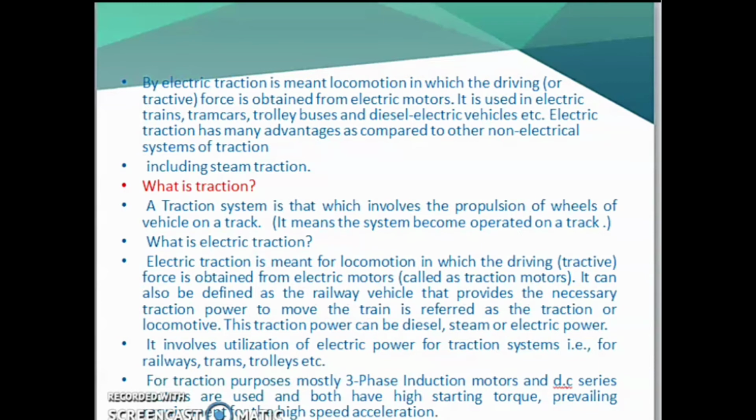Traction is meant for the locomotion in which the driving force is obtained from the electric motors called the traction motors. And for the traction system, electric power is used for railways, trams and trolleys, and mostly three-phase induction motors are used for traction, and DC series motors are used, and both, the three-phase induction motor and the DC series motor, have a high starting torque and high speed acceleration. So for this reason we use the three-phase induction motors and DC series motors.